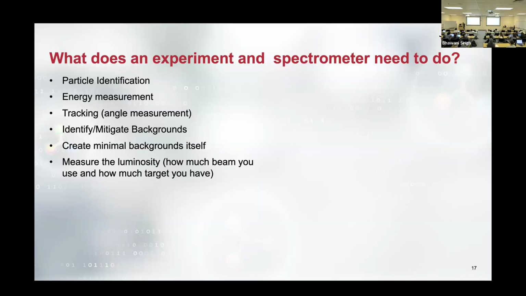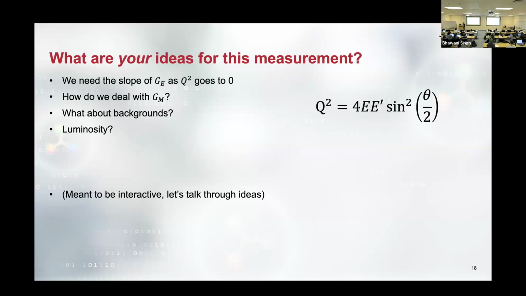So you don't want to have your electrons going through a whole bunch of excess material and rescattering and really throwing off their angle, throwing off their energy. And you know the luminosity, which is basically how much beam did you throw at a target and how big is that target? These are all things that you need to understand. And so what are your ideas for this measurement? And then we'll go to what PRAD did.